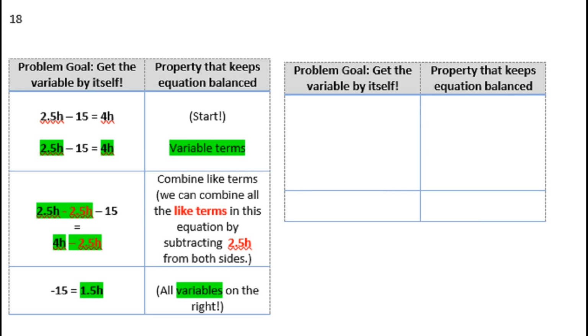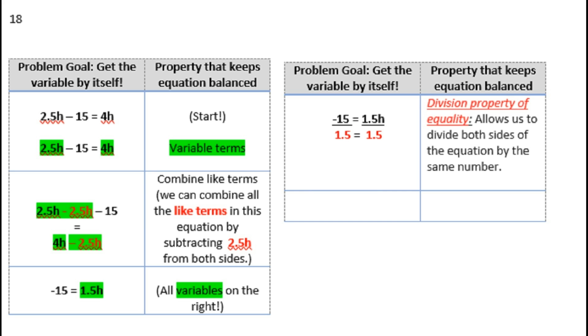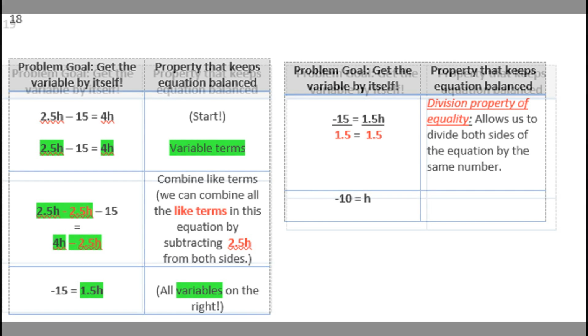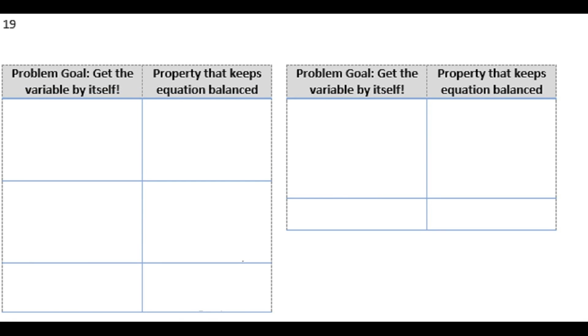Now all my variables are on the right, and we have a very simple problem that we can solve with division. So negative 15 equals 1.5h. Divide both sides by 1.5, and we end up with negative 10 equals h. All right, that's it for that problem. Let's move on to the last one for tonight.